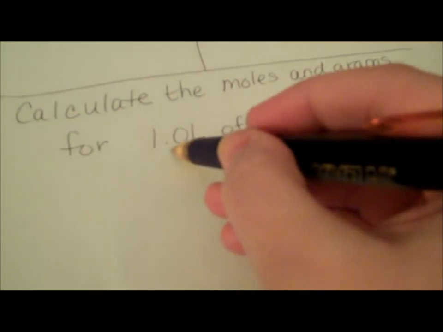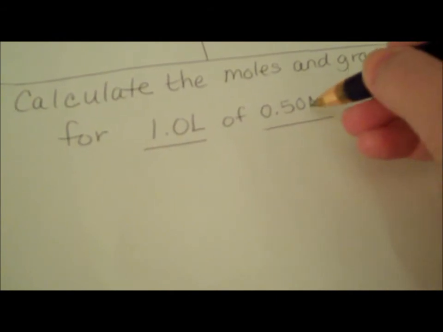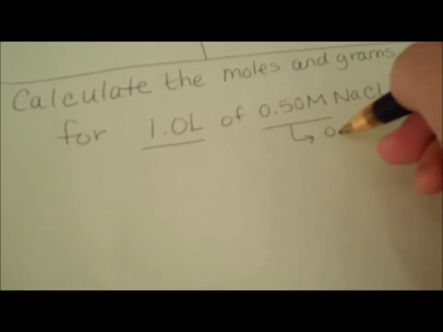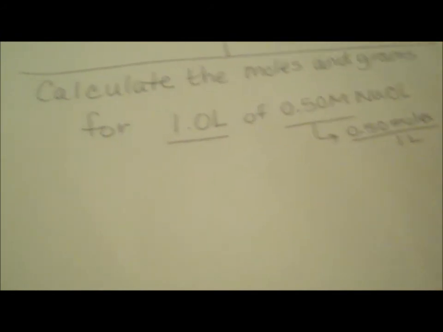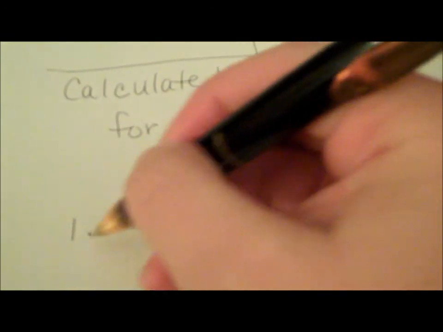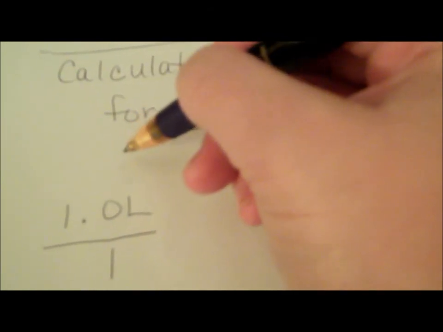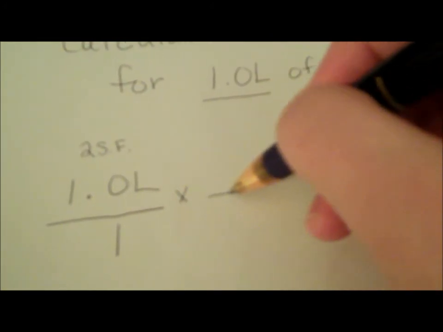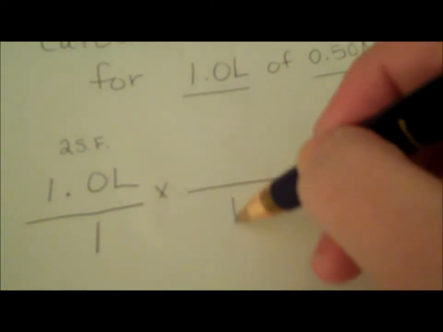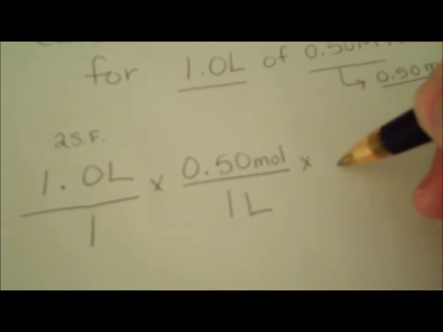So what I'm starting out with is that I have a volume of 1 liter, which makes it easier on us. Now let's make this into a conversion factor. It will be 0.50 moles per 1 liter. Let's start to set it up. We have our given as 1 liter over 1. Now we might want to write how many sig figs this is so we can know how many we need at the end. So we're going to write 2 sig figs to remind ourselves that we're going to need 2 sig figs. Per 1 liter, we got this number from our molarity, and we'll have 0.50 moles times.